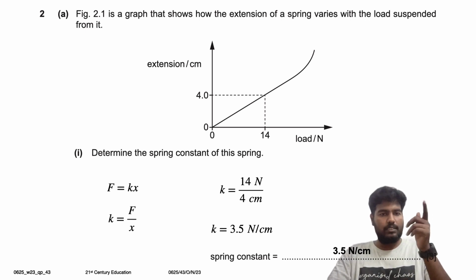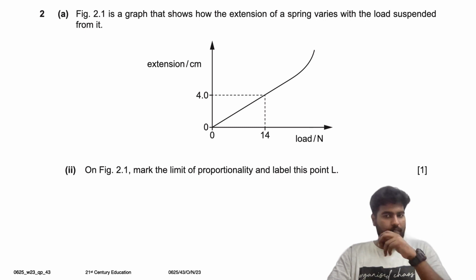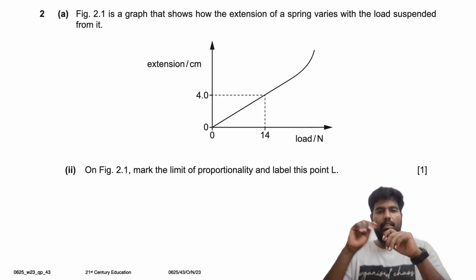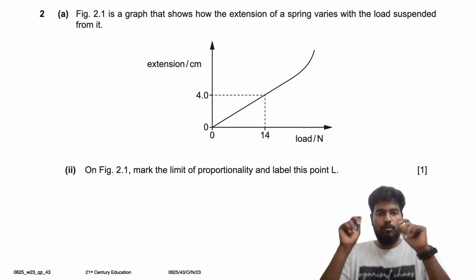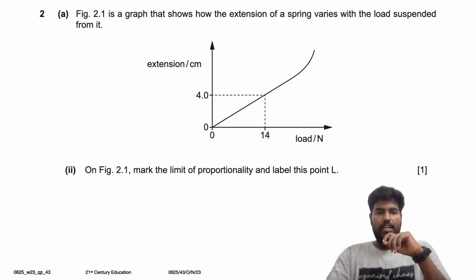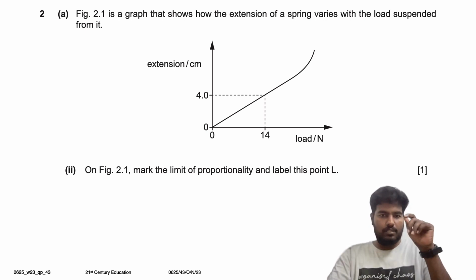Okay, next part of the question. Same graph. Mark the limit of proportionality and label this point L. So what is the limit of proportionality? It is the limit until which elastic deformation will happen, meaning that if you apply the load, it will elongate or compress, and if you remove the load, it will come back to its original position. So that limit is until this straight line. Where the curve starts is plastic deformation. So the limit of proportionality is the end of the straight line. That's our limit of proportionality. Okay, next part.